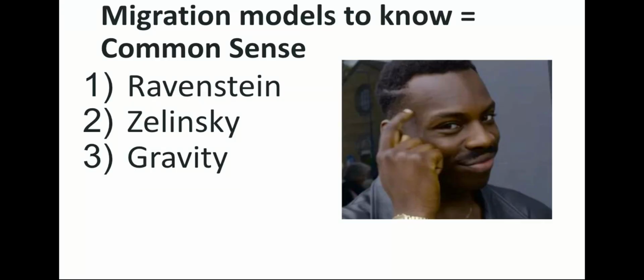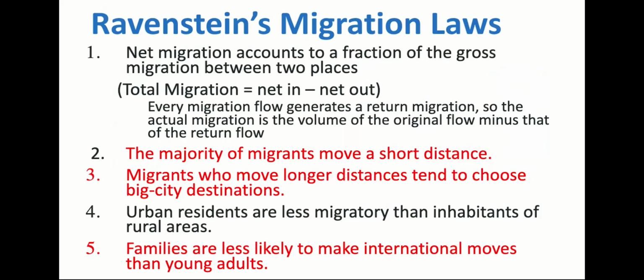Okay, so there are some models that you have to know for this class. And gravity can apply to several different units, but we're also going to lump gravity with the migration unit as well. So you have Ravenstein, Zelinsky, and gravity. And the great thing about this class, and one of the reasons why I love teaching it, is because so much of what we teach is just simply common sense. It's common sense, but you're putting a name to what you see all the time, everything around you. And quite frankly, just kind of logical thought patterns of how we tend to look at the world's problems.